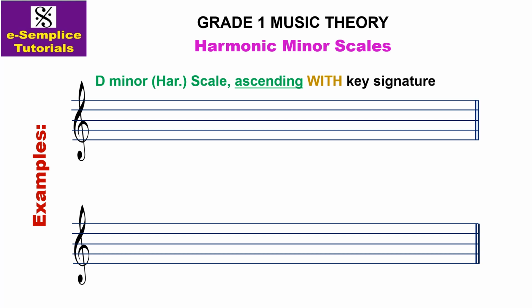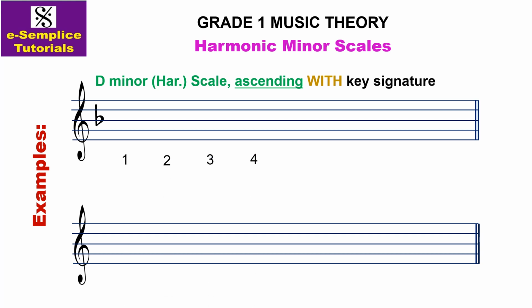Let's take some examples. Let's write D minor harmonic scale, ascending with key signature. So actually, you start by prefixing the key signature of D minor. And the key signature of D minor is B flat. You can see the flat on B.